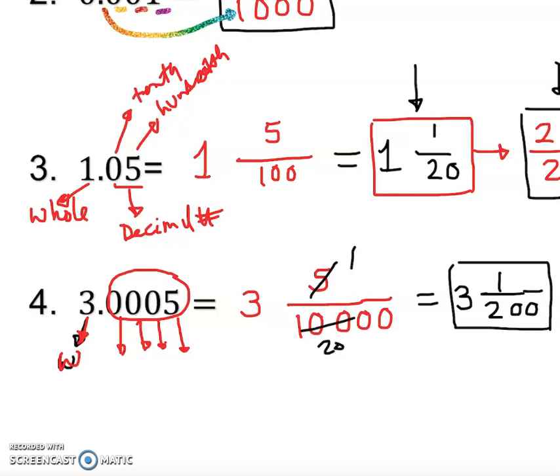So we learned at least 2 different ways to convert a decimal into a fraction, and I hope you understood.